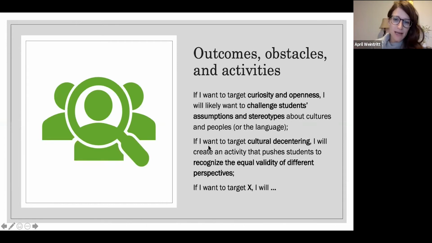A second one is, if I want to target cultural decentering, I will create an activity that pushes students to recognize the equal validity of different perspectives. Right? If they are unable to decenter culturally, it means they're unable to give equal value and equal credit to diverse perspectives. So I'm going to go back just one slide and show this again.